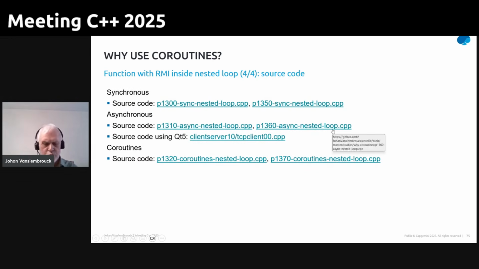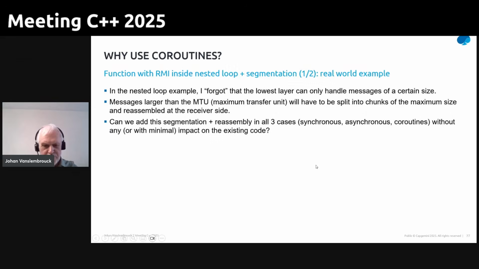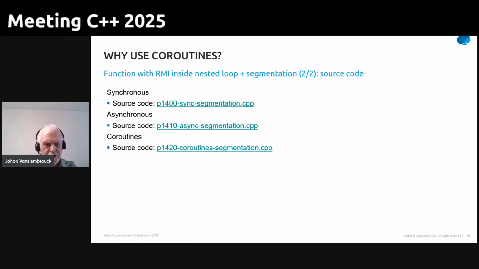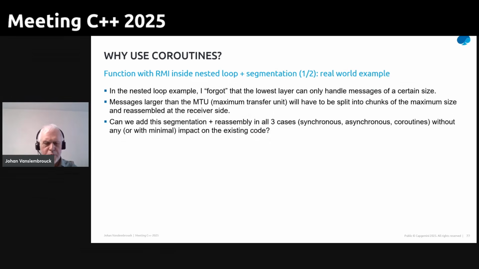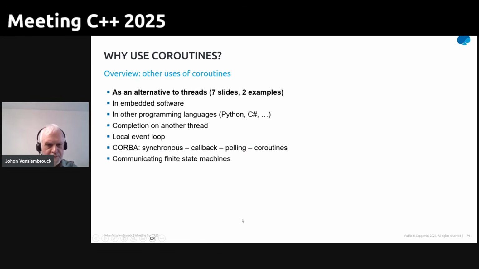Again, links to the code. Then the last one, that's one based on the Bluetooth example where, suppose at the lowest level you have to split up your messages into smaller parts, then in reality you have 3 loops. You have the one at the segmentation and reassembly level as well. Now that's part two here.